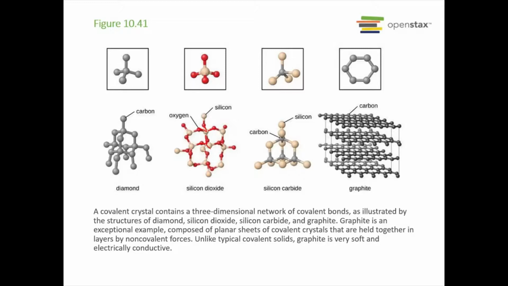And then the last one is graphite, which is a little bit different. These are planar sheets of graphite. Graphite is made of carbon in hexagonal rings, and the sheets are held together by non-covalent forces. So you have these sheets on top of each other. Graphite's really cool. You get to learn a lot about it in advanced inorganic chemistry. It's very soft and electrically conductive. So this is what's in your pencils.